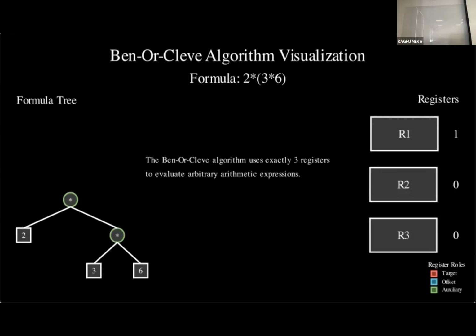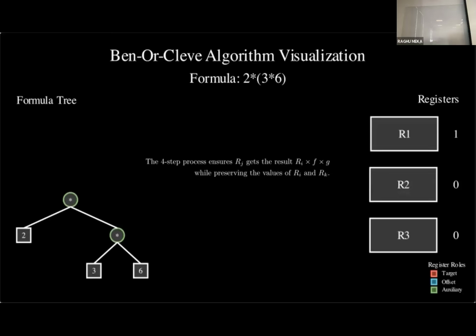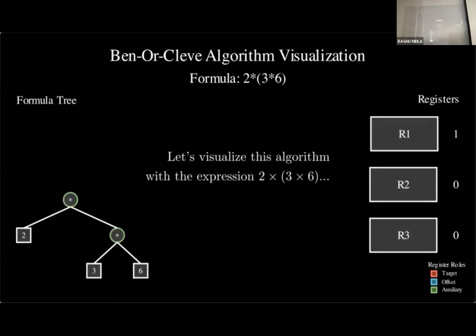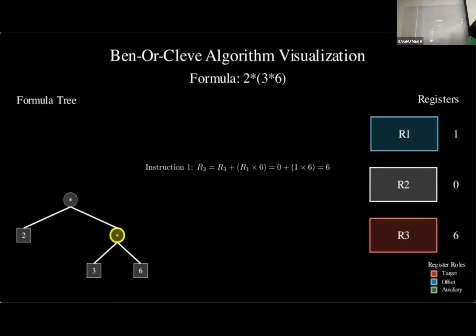The colors are terrible here, but basically the colors are showing which ones are going to be offset, okay? And which ones are kind of, the roles will change. For the 4-step process, let's use the visualization with the expression 2 times 3 times 6. So you're evaluating this subtree here. So that got updated. And then you go restore the other stuff.